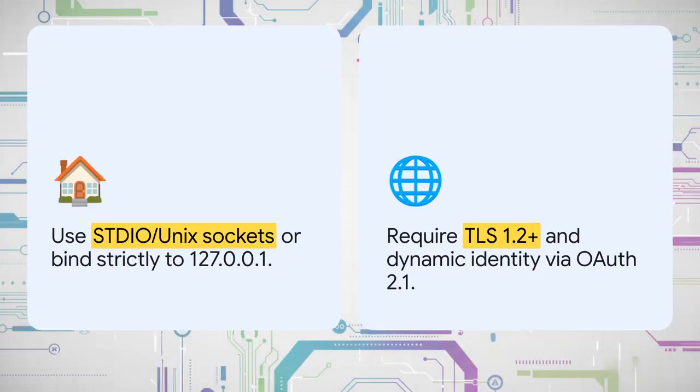Now, the security treatment you apply drastically contrasts depending on your deployment environment. For local MCP servers, keeping things in isolated subprocesses using STDIO, Unix sockets, or strictly binding to localhost, that's definitely the way to go. It keeps things neatly contained. But the second you move to remote MCP servers, static network trust goes completely out the window. Remote connections strictly require transport security, so TLS 1.2 or higher, plus dynamic identity verification using robust protocols like OAuth 2.1 or OIDC. You simply cannot treat these two environments the same way if you want to stay secure.